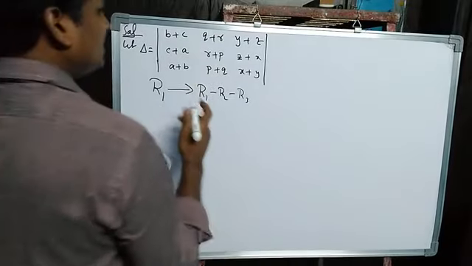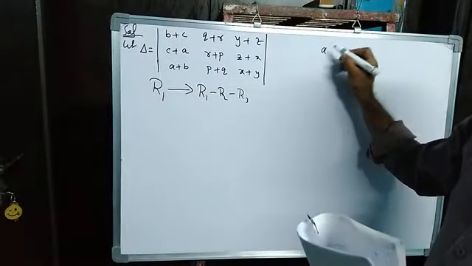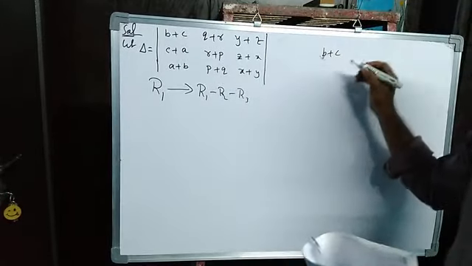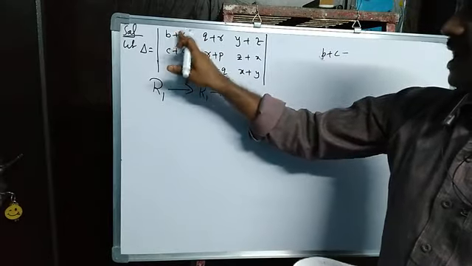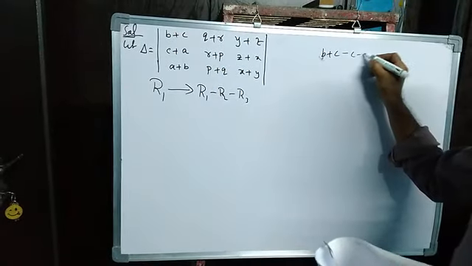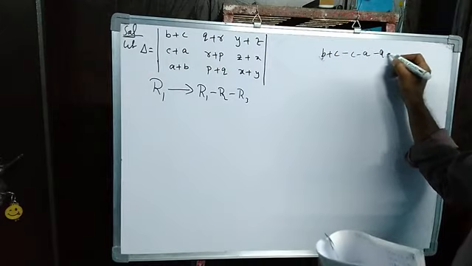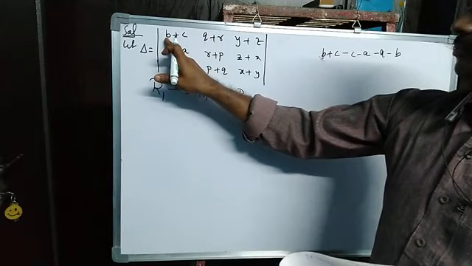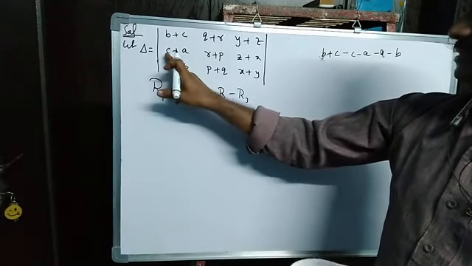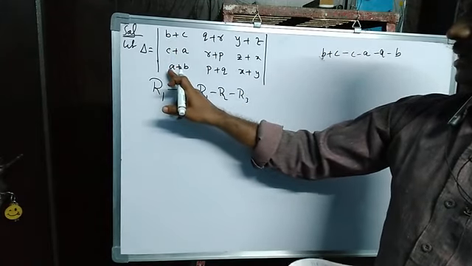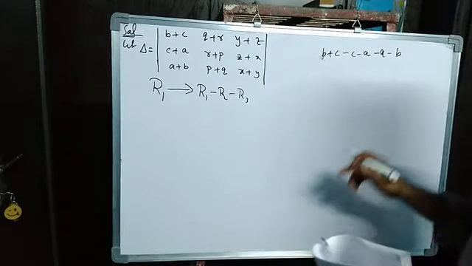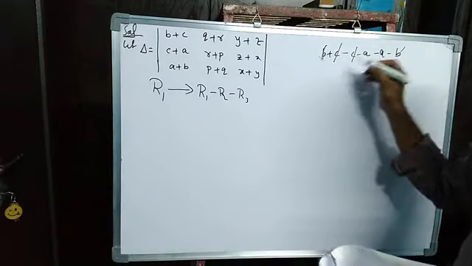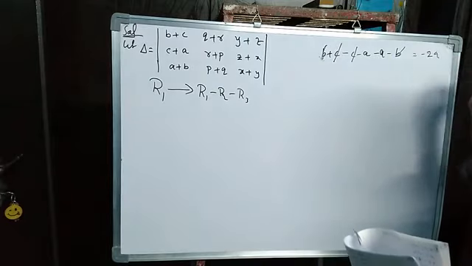Let me write the first element. B plus C, minus C, minus A, minus A, minus B. Here plus C minus C cancels, and plus B minus B cancels. What we are getting is minus 2A.